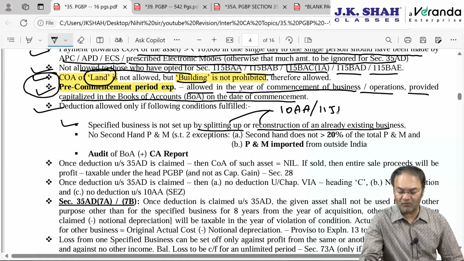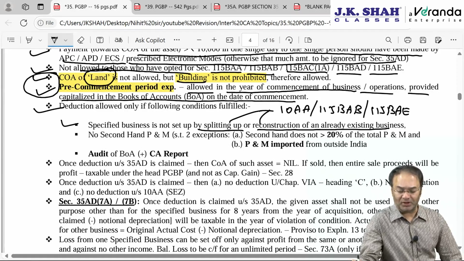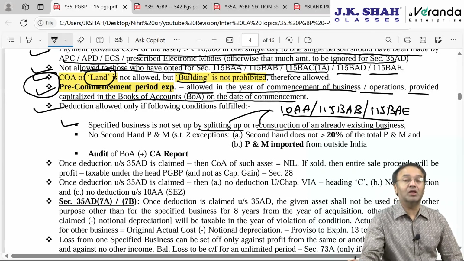Same conditions are there for 115 BAB, 15% tax rate for domestic company, and same condition for 115 BAE, 15% tax rate for resident cooperative society. We are done with them.